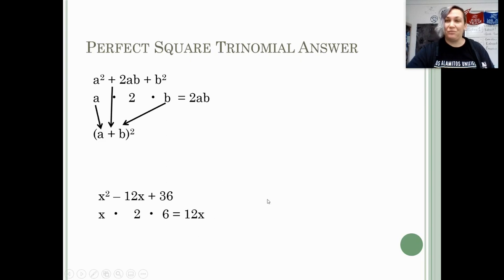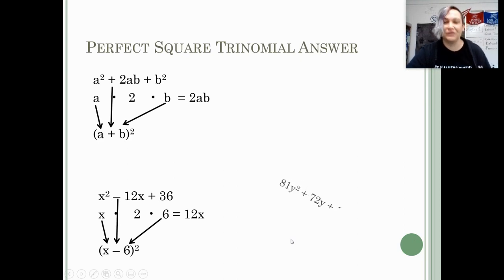Here's our other example that we had already done earlier in our first video. So you should already have all of this written on your paper. Now I would like to write the answer. Based on this work that I've already shown, my answer should be x minus 6 squared. X minus 6 parentheses squared. That's it.